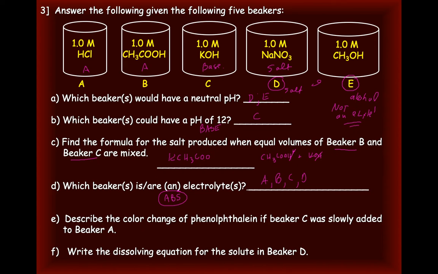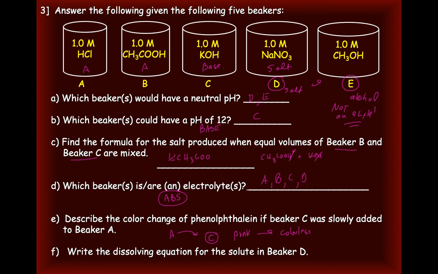Describe the color change of phenolphthalein if beaker C was added to beaker A. Beaker C is a base, so you would start off with pink, correct, in phenolphthalein. And if you added acid to that, you would go from pink to colorless.